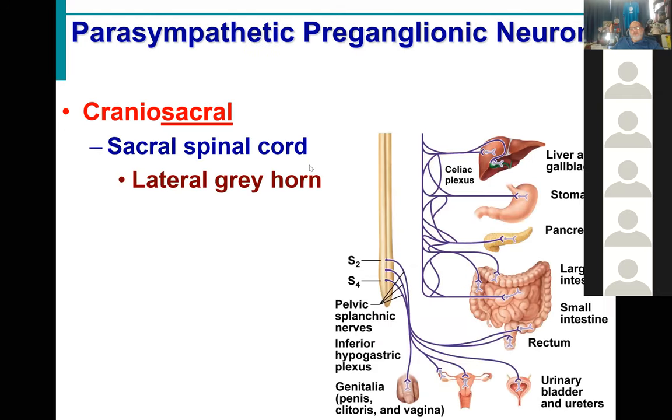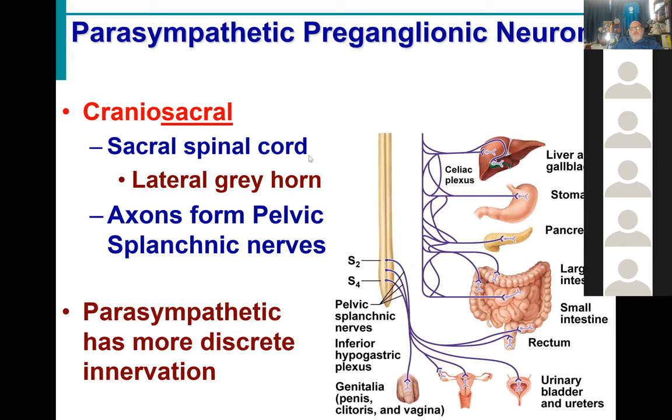Can't forget about the sacral part. We did that as well. All very local, discrete innervations. Very straightforward pathways, giving us that precise local control. Questions on that?